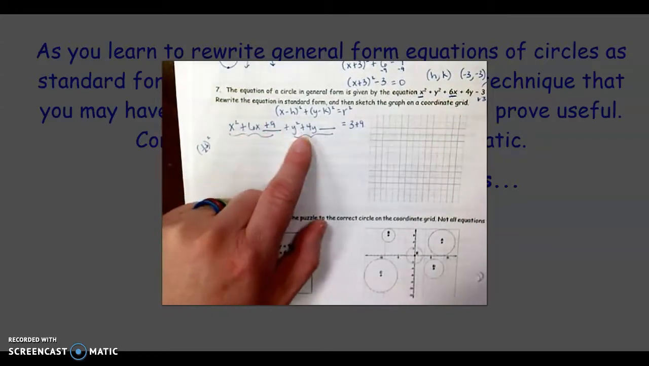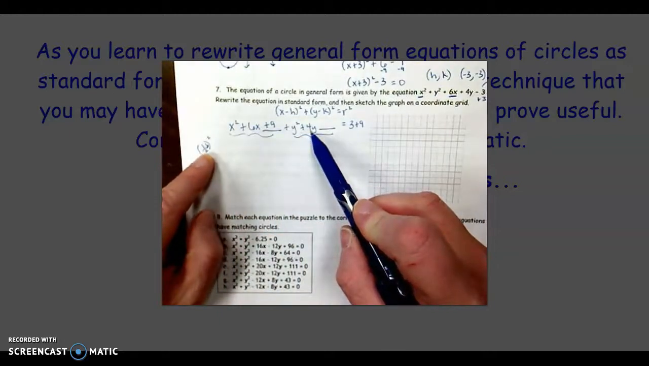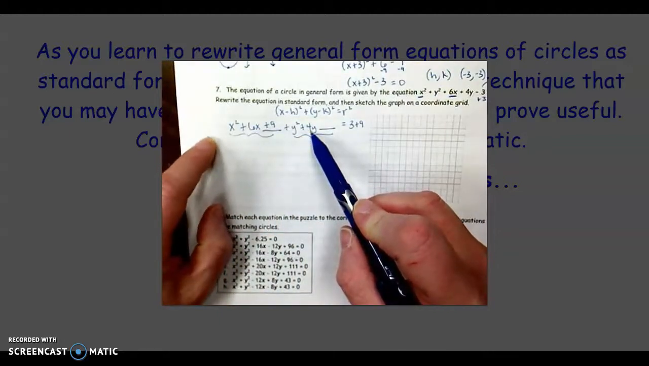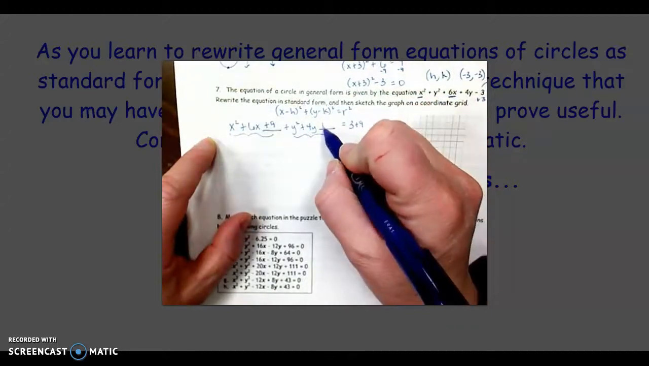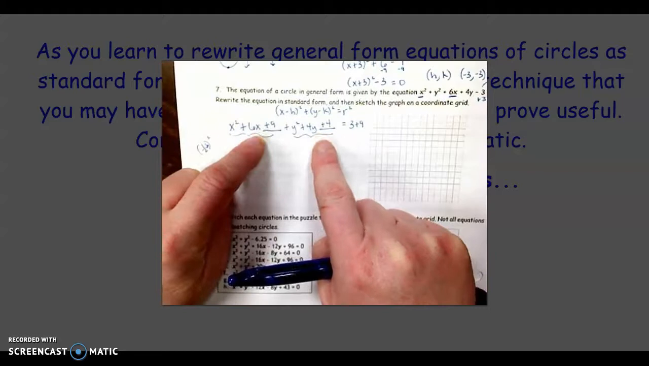We're going to complete the square with the y's. My b is 4. What's half of 4? 2. What's 2 squared? 2 times 2 is 4. So this becomes 4. Now both of these are perfect square trinomials.